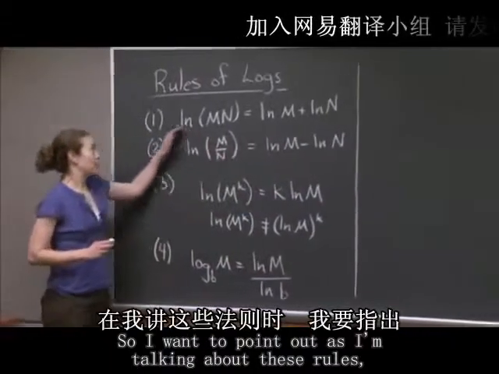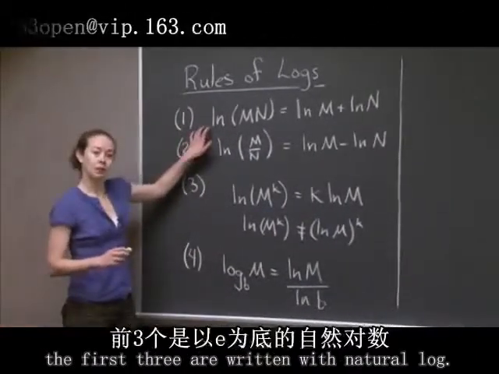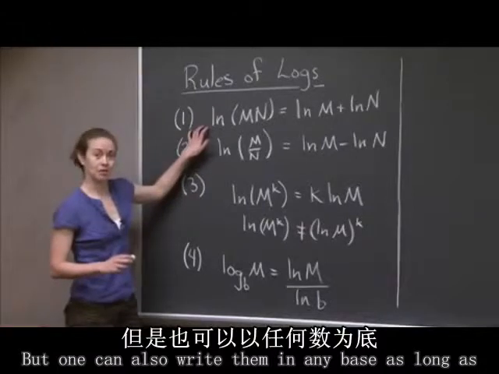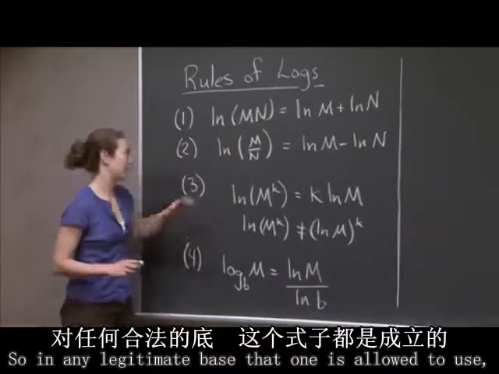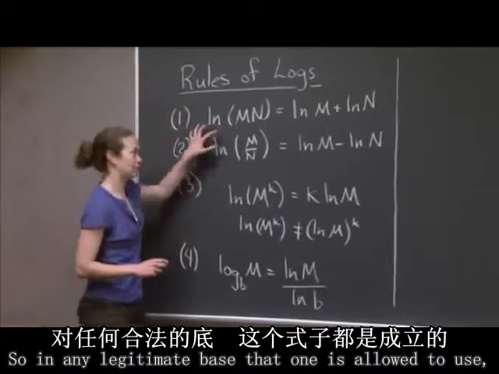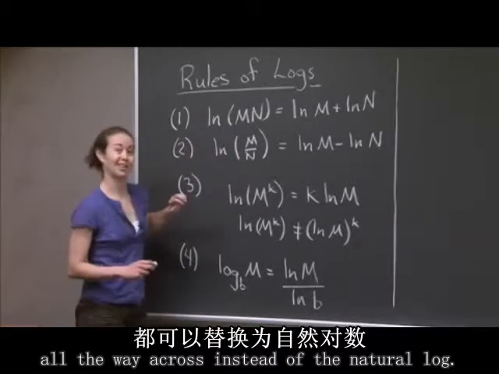I want to point out, as I'm talking about these rules, the first three are written with natural log, but one can also write them in any base as long as the base is the same all the way across. So in any legitimate base that one's allowed to use, with a positive base, one can use it all the way across instead of the natural log.